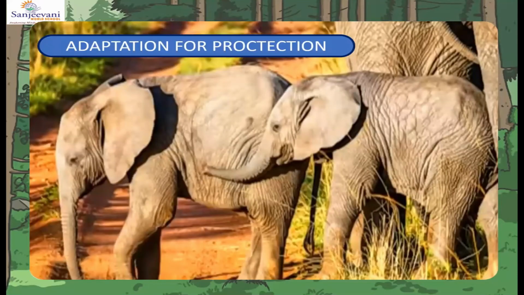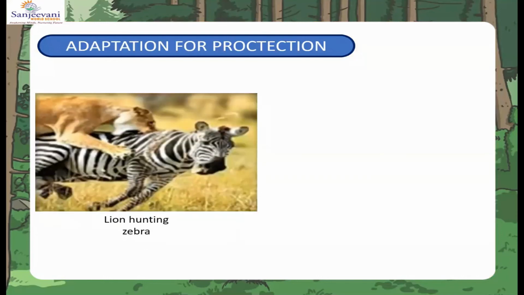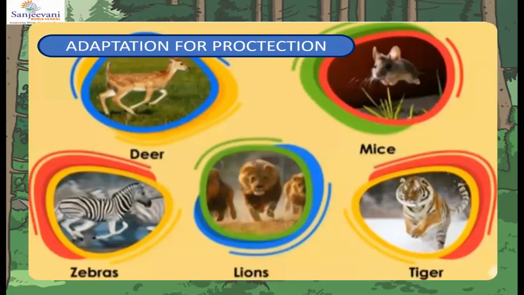Adaptation for protection. All animals need protection from their enemies so that their species can survive and reproduce. Animals are also hunted and eaten by humans and other animals, so they have developed different ways to defend themselves from their enemies. Some animals, such as deer, mice, zebras, lions, tigers, are able to run very fast for their protection.